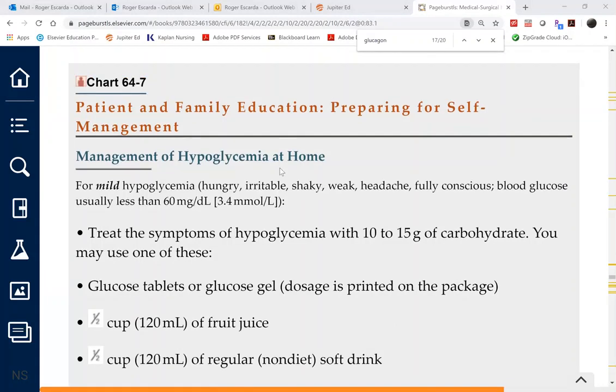So chart 64-7. This is at home. And then the paragraph following this will be your interventions in the hospital. Obviously, there is no IV at home, so you will be left with, especially if the patient's already unconscious and unable to take anything by mouth, the parenteral interventions. Although this is labeled for the home, we do the same in the hospital.